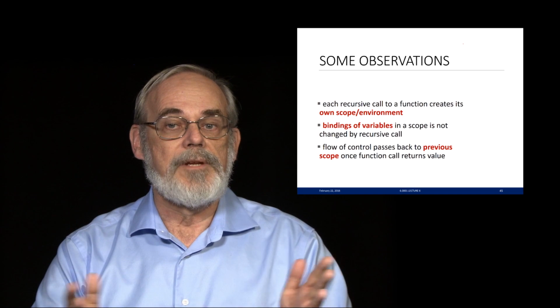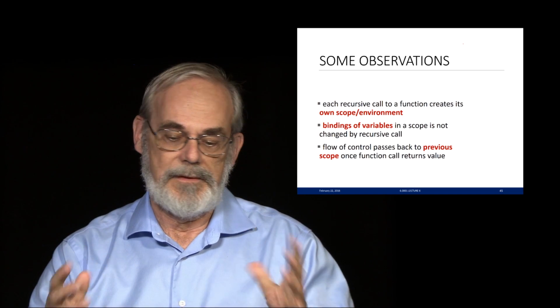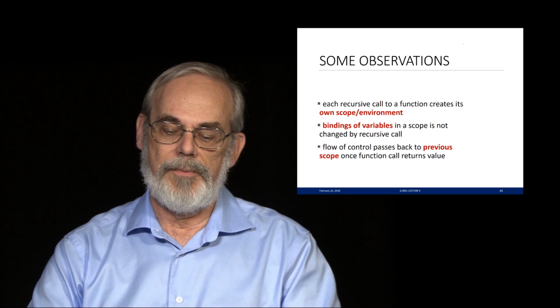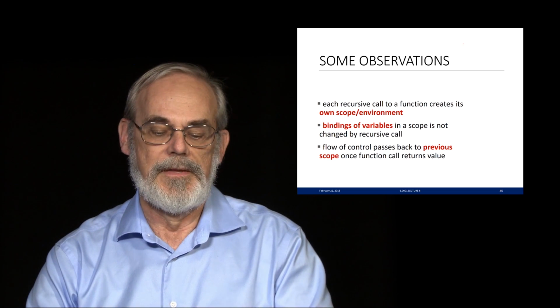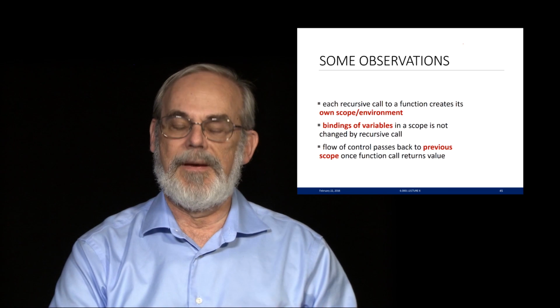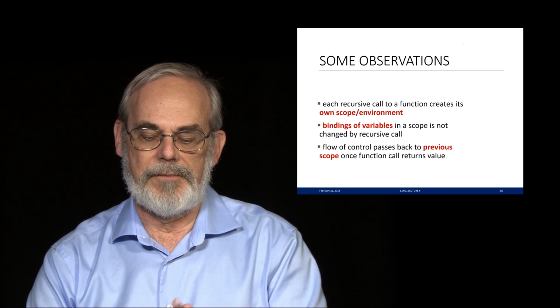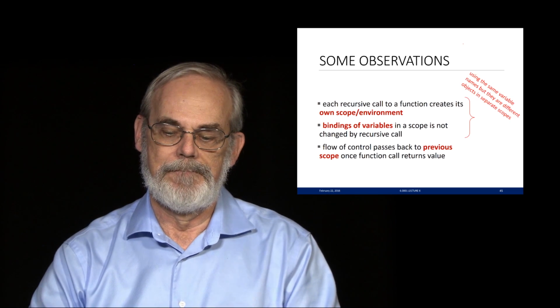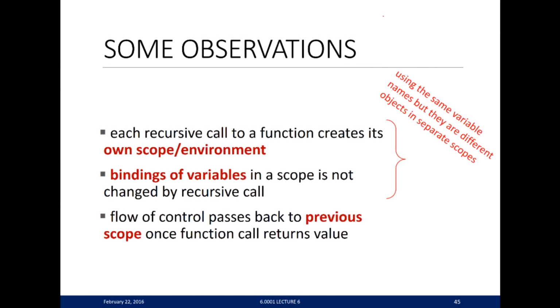I've just said that. I'm simply going to put the slide up so you can see it. Each recursive call creates its own scope. Bindings of variables in a scope are not changed by the recursive call, and the flow of control passes back to the previous scope, because that was the person who asked for that function call. And therefore, I'm going to be able to use exactly the same variable name. I need to because that's the formal parameter of the function, but it's always done in a different scope, and therefore it's always clear which version I'm using when I'm calling the body of the procedure.